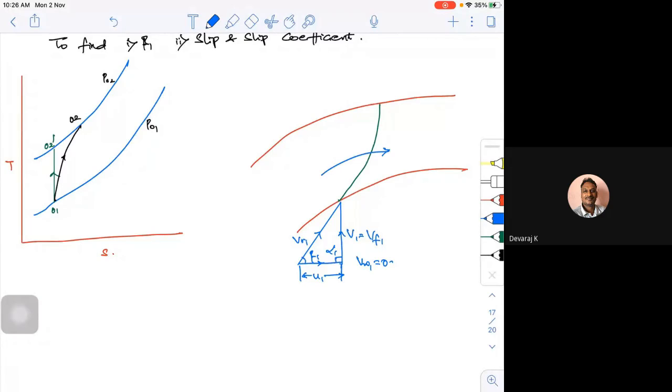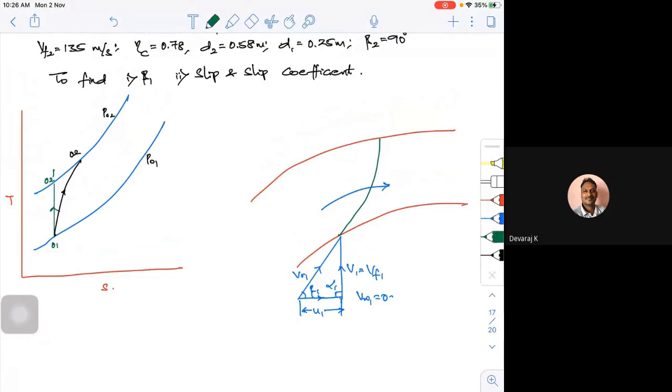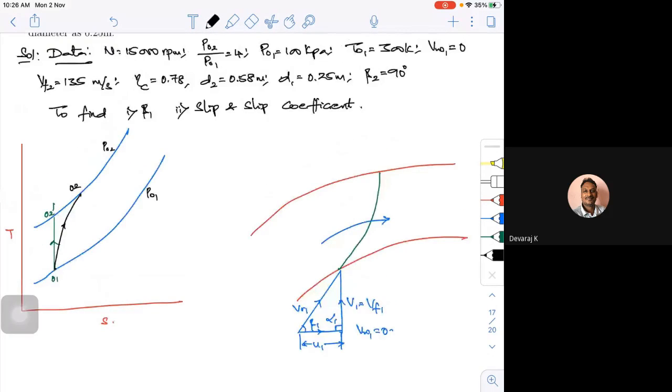Okay. Now the exit velocity triangle. If I try to draw the exit velocity triangle, it will be something like this. This is a simple right angle triangle that I am going to get. This is my beta 2, which is radial. This is my VW2, which is also equal to U2. This is my alpha 2. This is my VR2, which is also equal to your VF2 and your V2. I got all my velocity triangles.